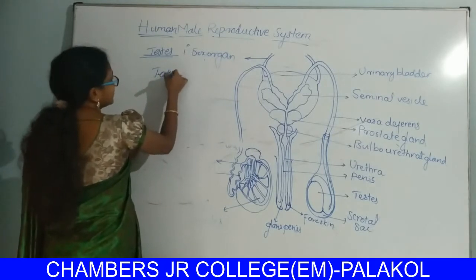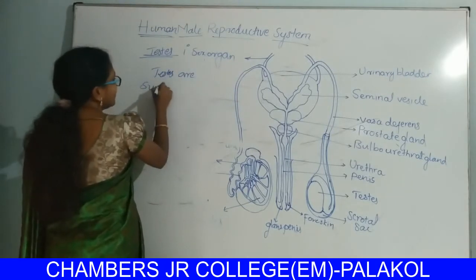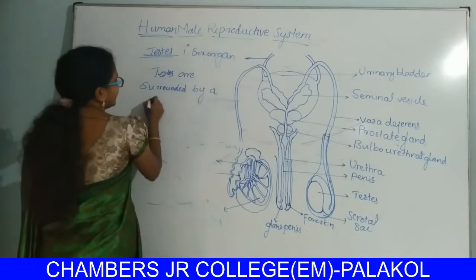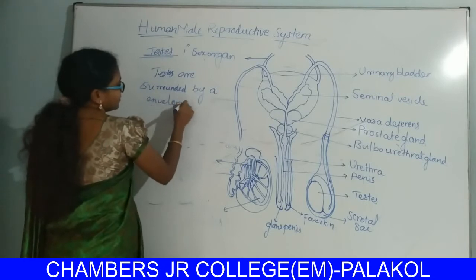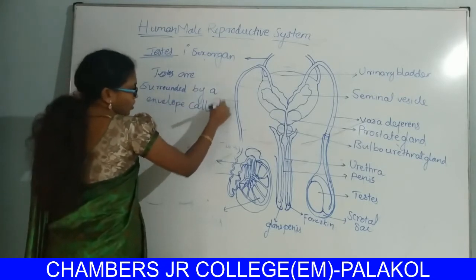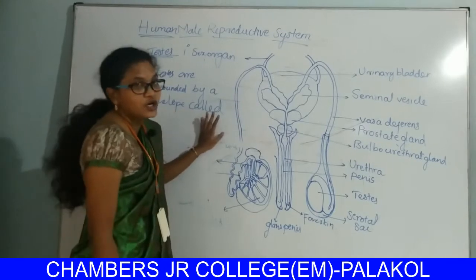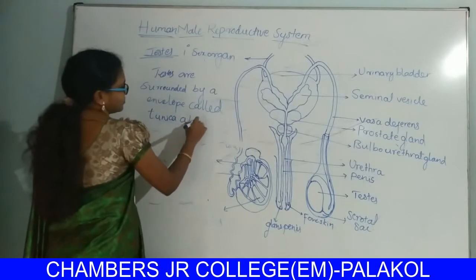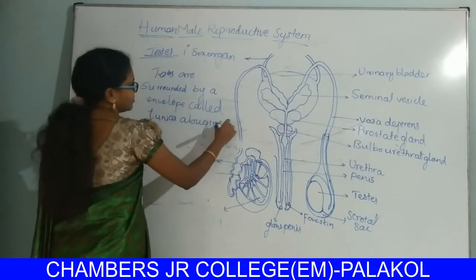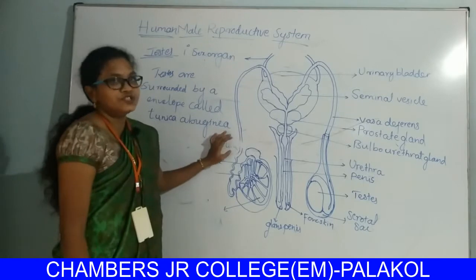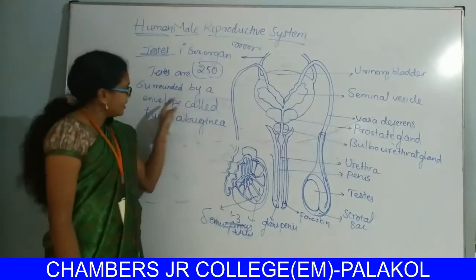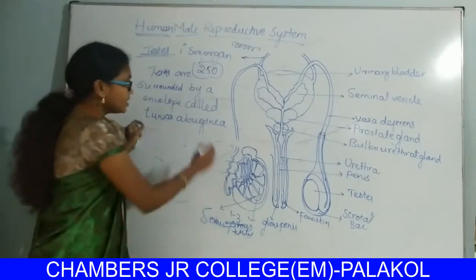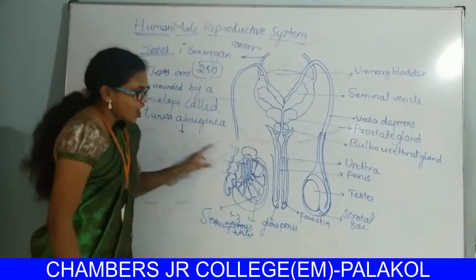The testes are surrounded by an envelope called tunica albuginea. So testes are surrounded by an envelope called tunica albuginea. This tunica albuginea forms septa.